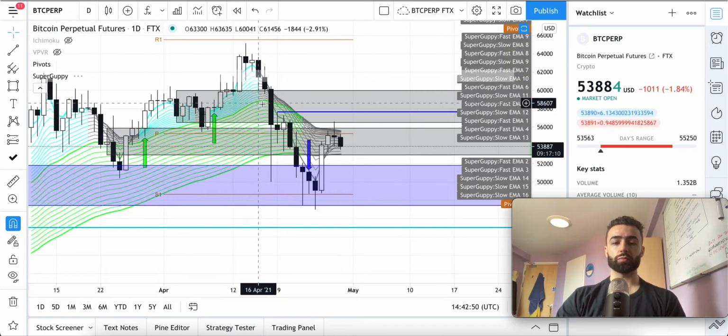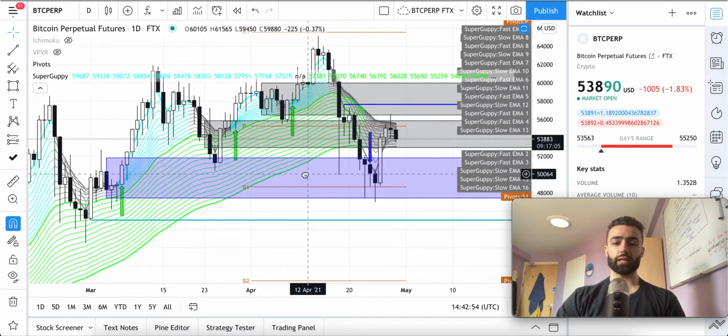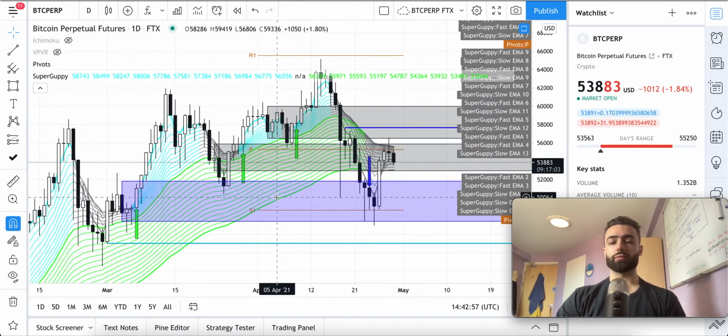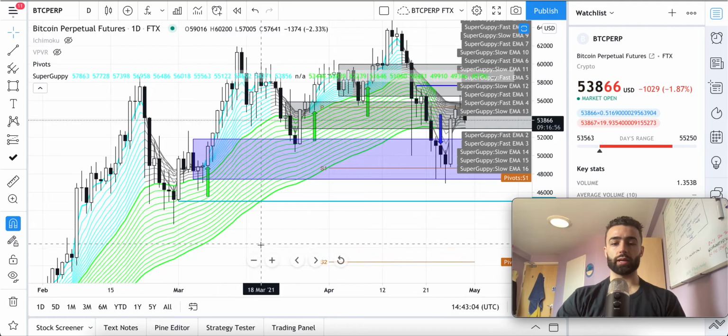If we pull up the Super Guppy indicator, you can see that it's starting to flip. And this indicator is just a compilation of a bunch of different moving averages. So the moving averages, when they're green, are telling us that we're in a bull trend.